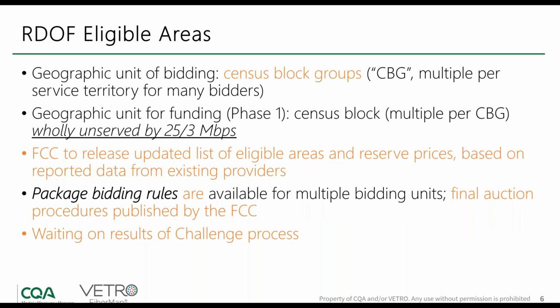Other changes that came out, not necessarily a change, but just affirming of the rules: the geographic unit of bidding was set at the Census Block group level. Originally, it was either at the Census Block group or at the census tract. It was settled at the Census Block group. The FCC, as I indicated, will release the updated list of eligible areas and reserve prices based upon the challenge. We are waiting on the results of the challenge process before that final list comes out. I would strongly encourage you to use the preliminary list to start your efforts now, and then you can simply update that when the final list comes out.